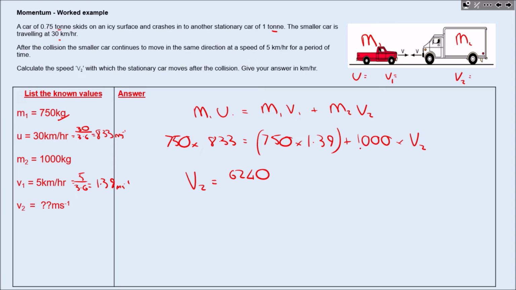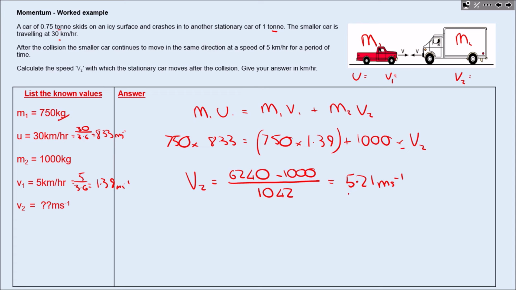Now I've got a positive here, so we'll take that onto the other side, and that'll be minus. And I've got a multiplication here, which is this one. I'm going to do the reverse of that and put that underneath. So I've got 750 times 1.39, which gives you 1042. So we'll have 6248 minus 1042, divided by 1000, and we'll get an answer of 5.21 meters per second.